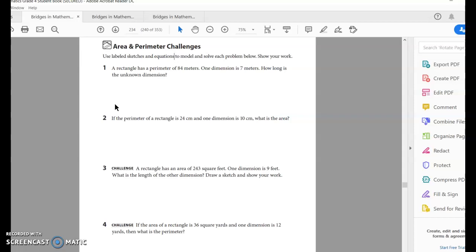Number 4, our second challenge problem. If the area of a rectangle is 36 square yards and one dimension is 12 yards, what's the perimeter? Think about what you're doing, draw it all out, and good luck.